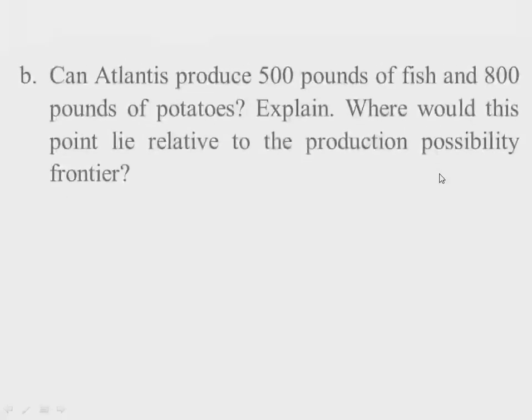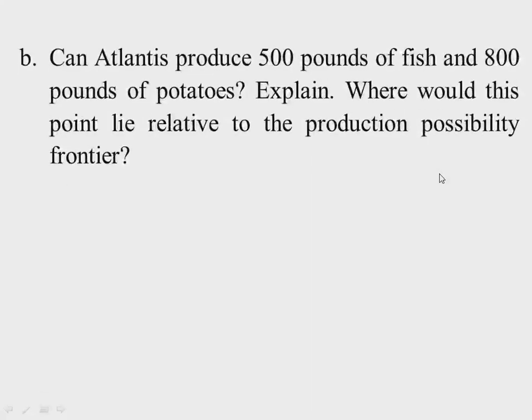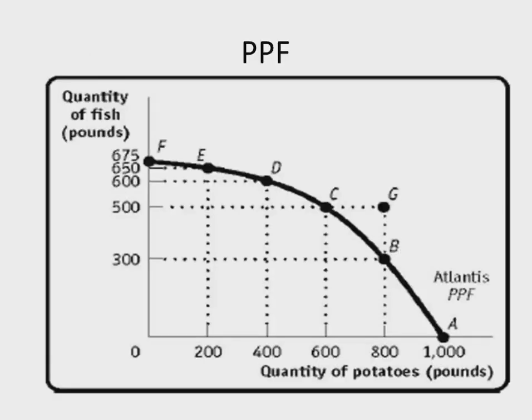Now, can Atlantis produce 500 pounds of fish and 800 pounds of potatoes? Explain where this point would lie relative to the production possibility frontier. So you go back to your graph and look for 500 pounds of fish and 800 pounds of potatoes. 500 pounds of fish is this side and 800 pounds of potatoes is this side. If we draw a straight line from 500 here, we go all the way to where 800 is, we will notice that this point will lie outside the production frontier.